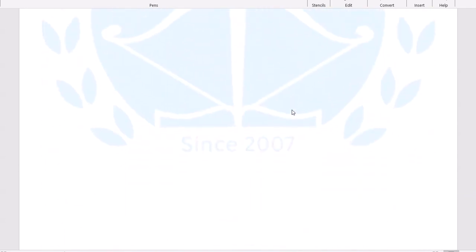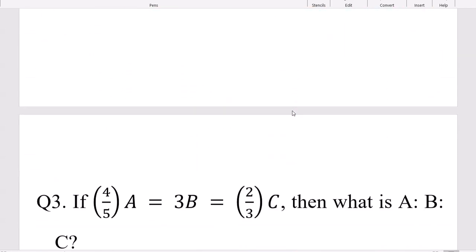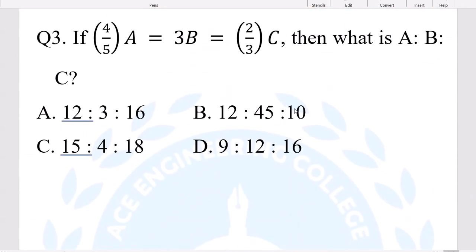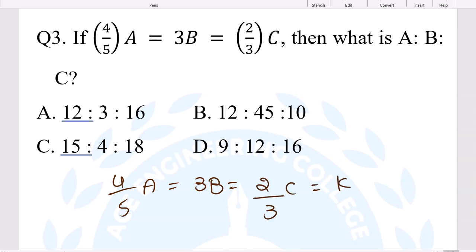Yeah, question number 3 is a doubt. So question number 3. Fine. This is regarding the ratios concept. They have given 4 by 5a equal to 3b, that's equal to 2 by 3c. As all these are equal, let it be equal to something called k. 4 by 5a, 3b and 2 by 3c, all this let it be equal to k.